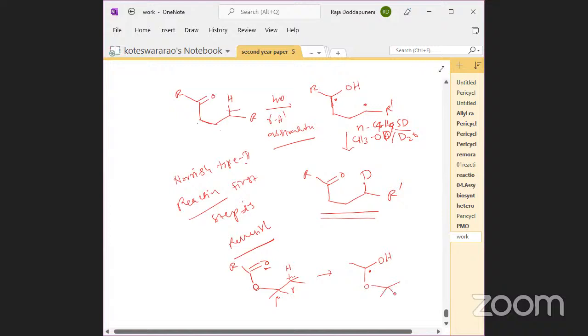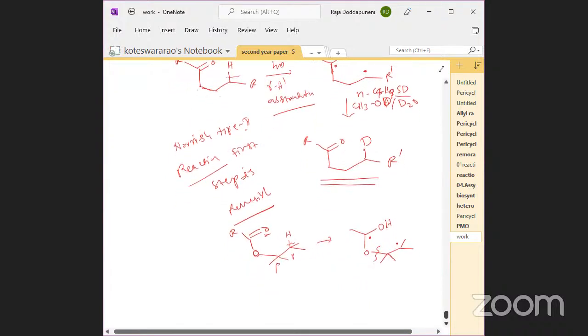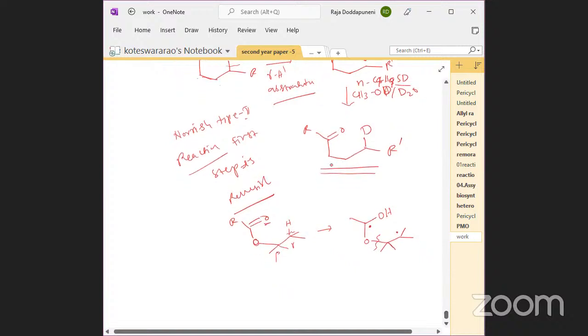This is the beta position. At the beta carbon, it is having 2 methyl groups. Now, 2 methyl groups are there here. This is a 1,4 biradical. Now it is undergoing beta cleavage. It is the beta bond cleavage that leads to the formation of this one. Beta bond cleavage leads to the formation of a carboxylic acid.